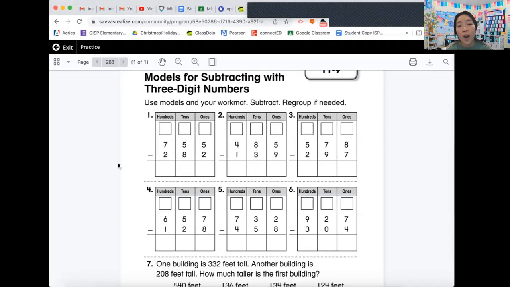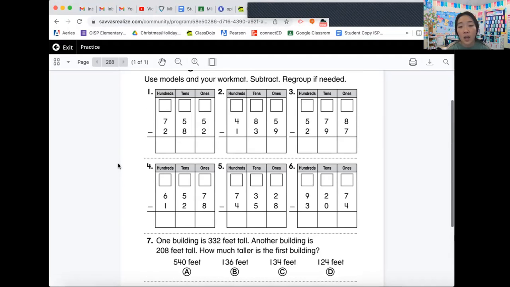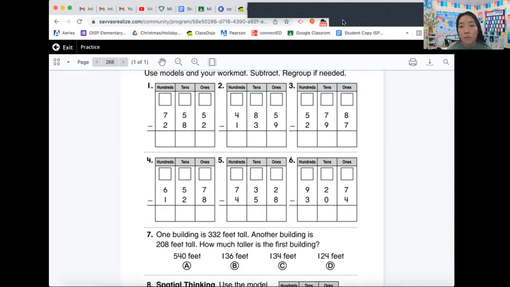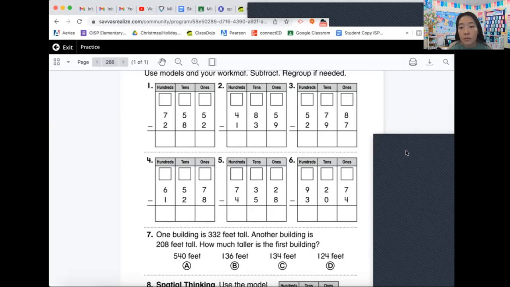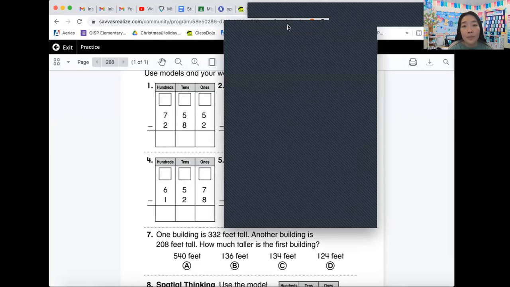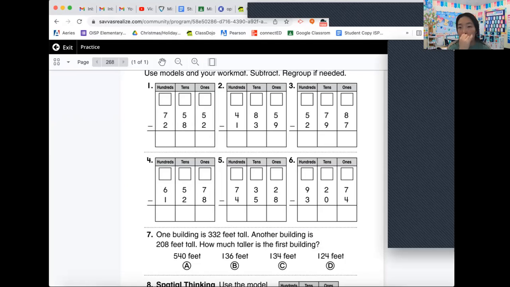Okay, models for subtracting with 3-digit numbers. Use models in your workbook, subtract, regroup if you need, okay? So I'm gonna put you guys into breakout rooms and you guys are gonna answer these questions. Okay, all right. In breakout room 1, we're gonna have Danica, Dimitri, Maylee. In room 1, you're gonna answer question 1.